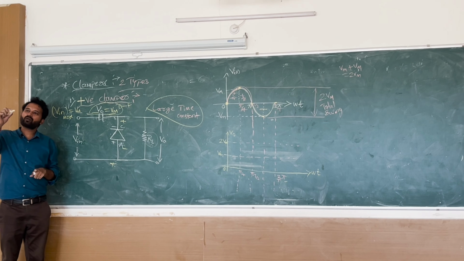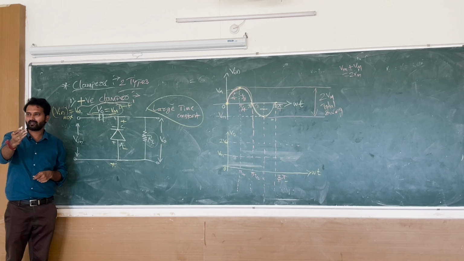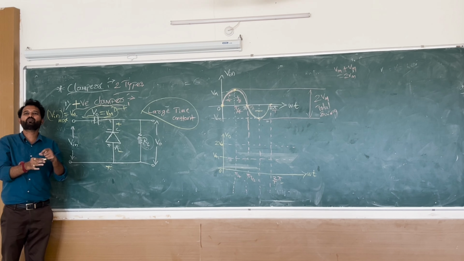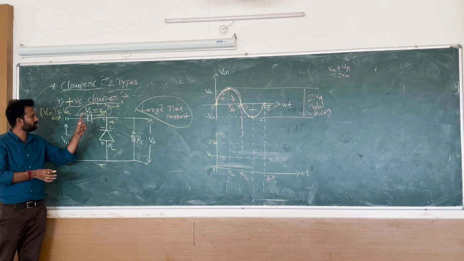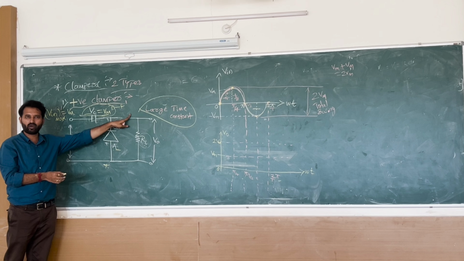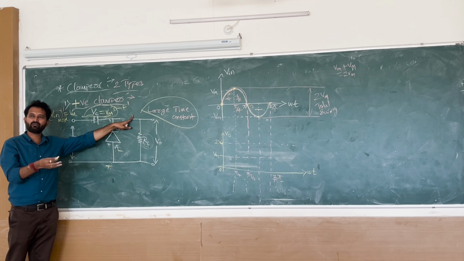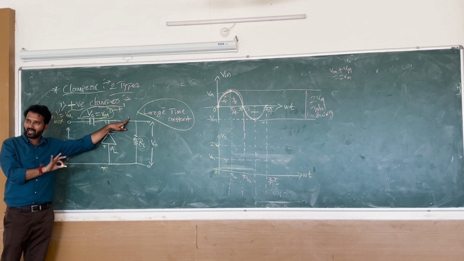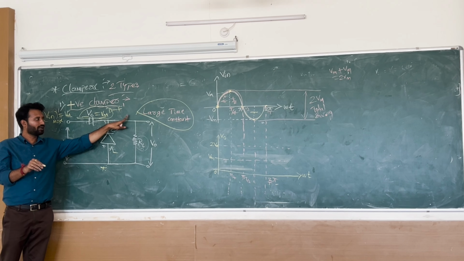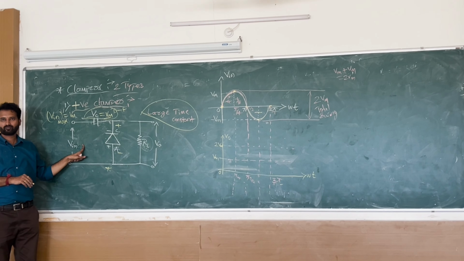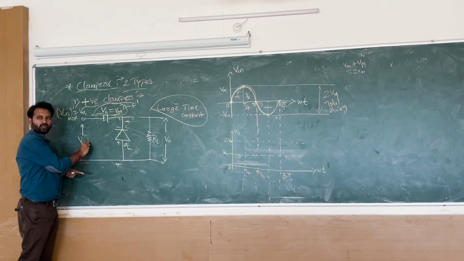Understandable? During forward bias, the capacitor charges. During reverse bias, it discharges. It should be 0, but it does not become 0 because it has a large time constant. When it is going to discharge, the value should be 0, but the value does not become 0 because this capacitor has this characteristic. Understandable?